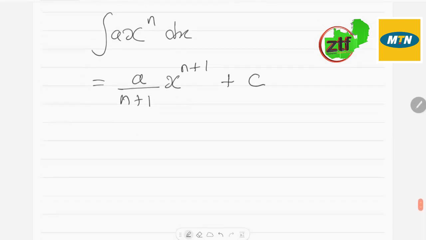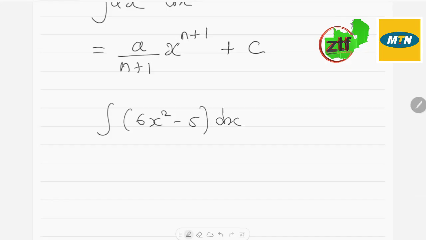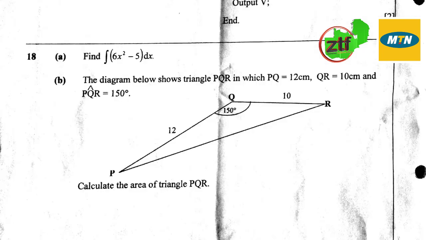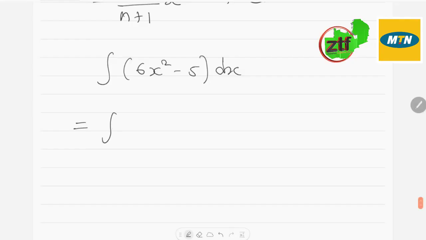So getting back to our question, our function is the integral of 6x squared minus 5, then dx. It simply means that each term will be integrated with respect to x. The integral of 6x squared is a term on its own. So this will be equal to the integral of 6x squared dx, minus the integral of 5 dx.